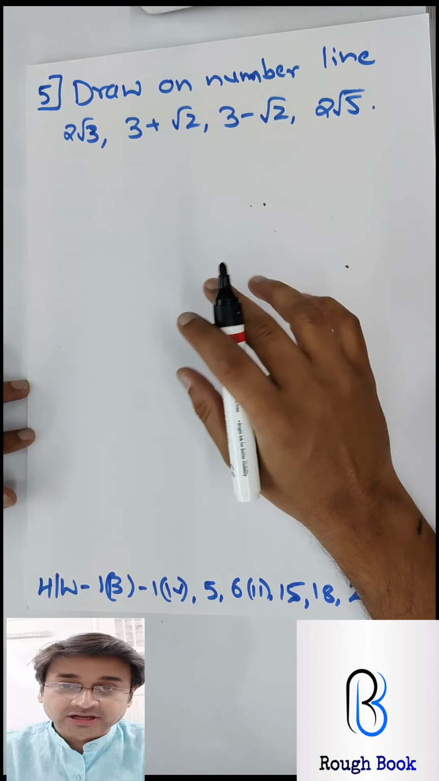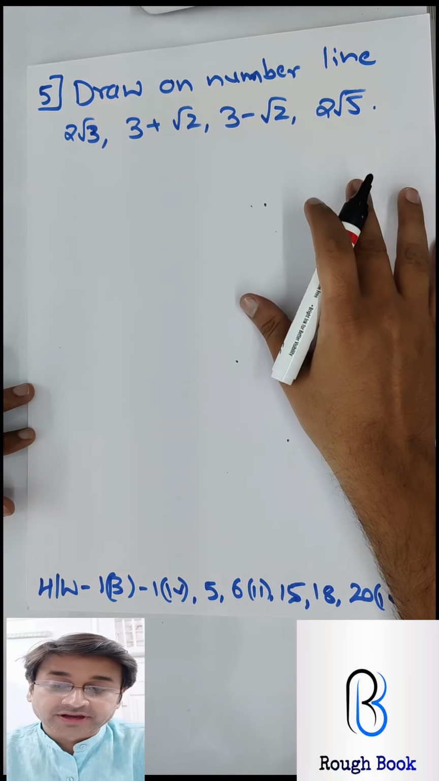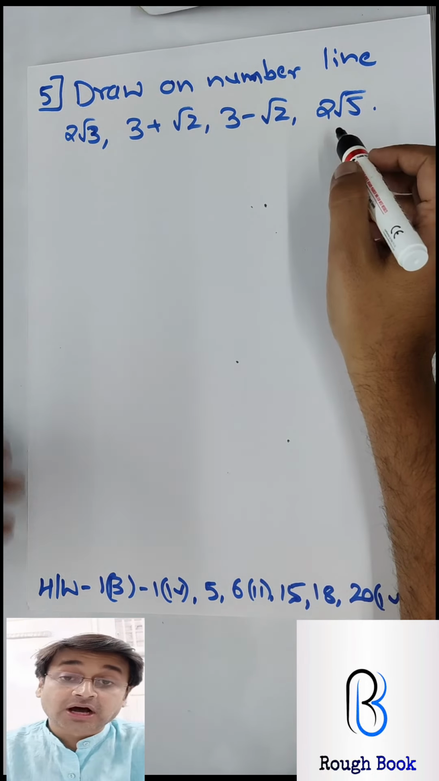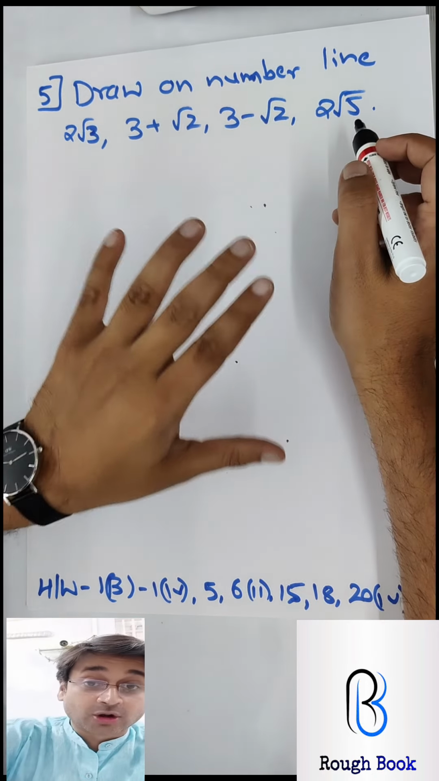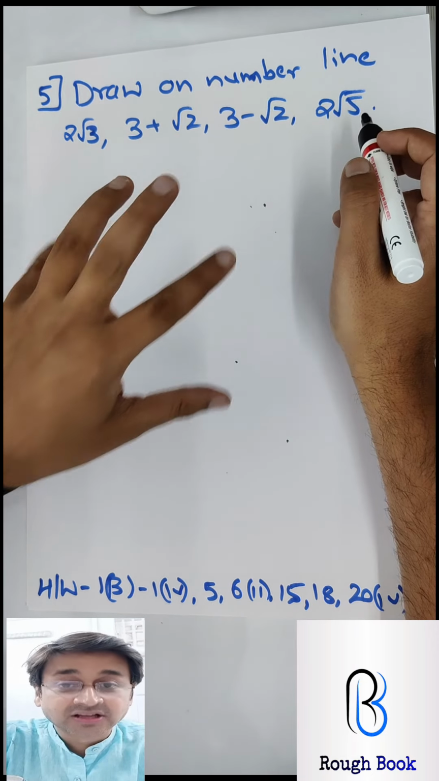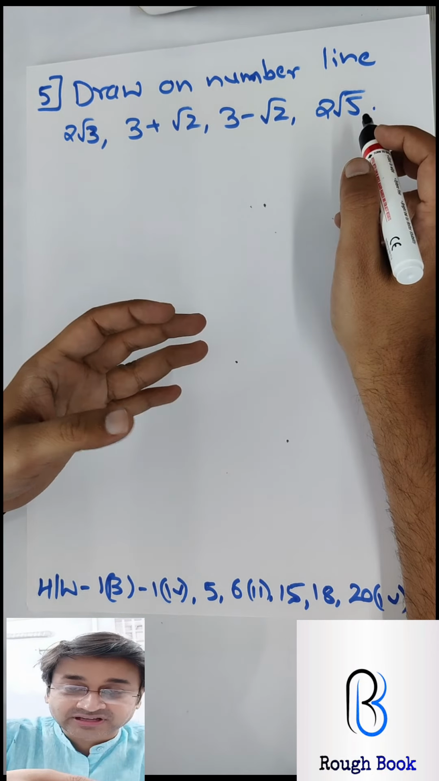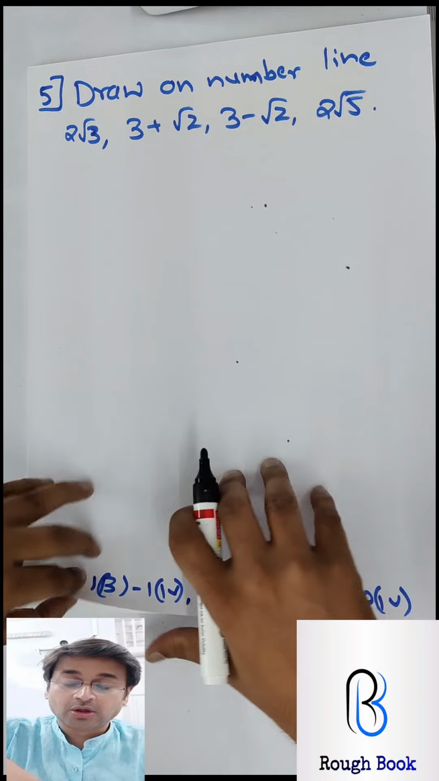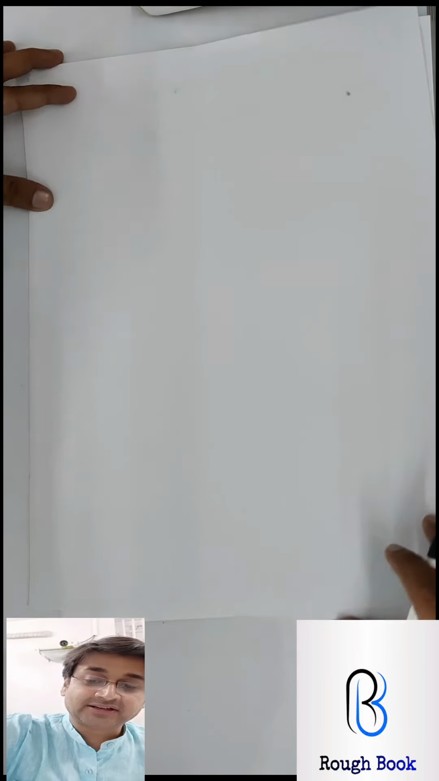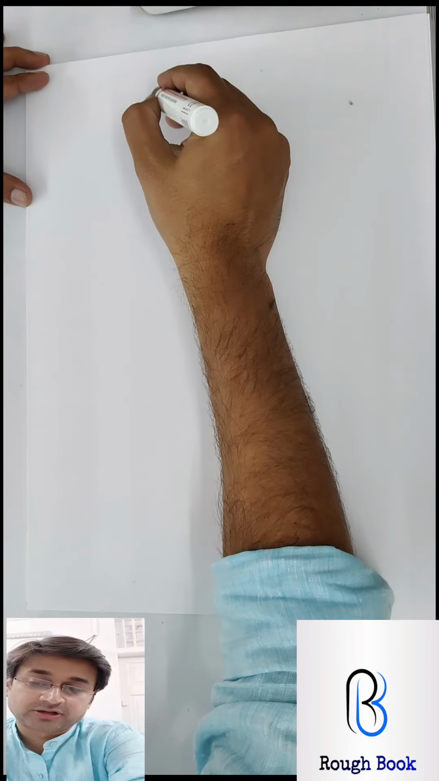Brilliant. Coming to the last part, draw on the number line. So all these things, how are you going to draw them on the number line? They are all real numbers, you remember from the start. Real means they can be represented on the number line, but how? Before we go ahead, let's understand some basics called the Pythagoras theorem.